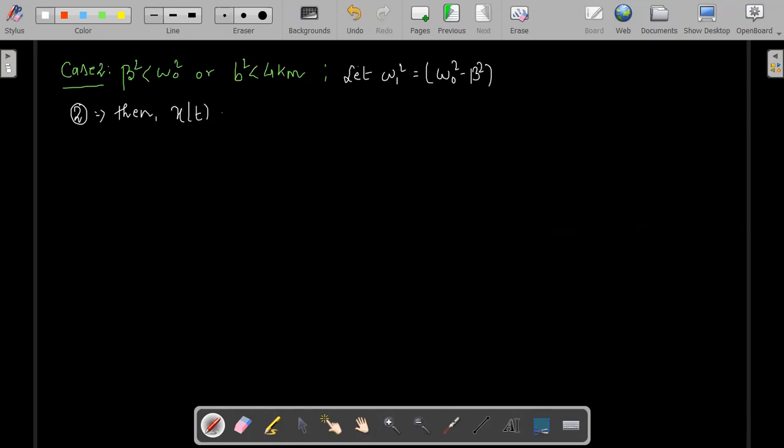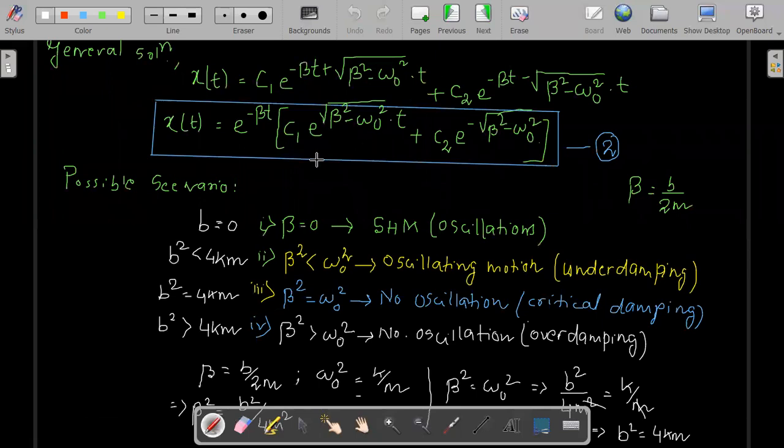This will become x(t) is equal to e to the power minus beta t. In the first case, we put beta is equal to 0. This time beta does have a value, so we're not going to put it as 0. This was c1 e to the power, and let's check expression 2 here: beta square minus omega naught square. Now omega naught square is greater than beta square, so you take a root of that, and you're going to get a negative value. That means you can have an imaginary function here, so that i would be included.